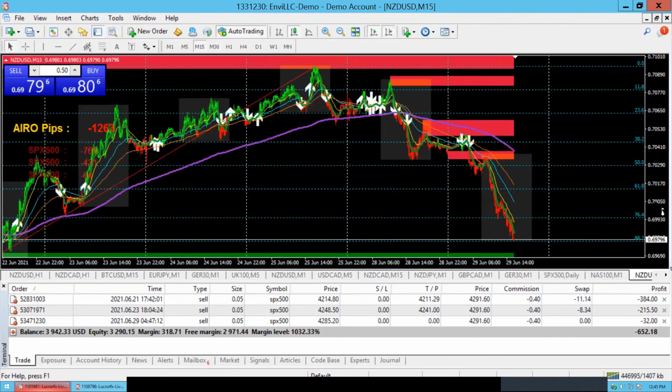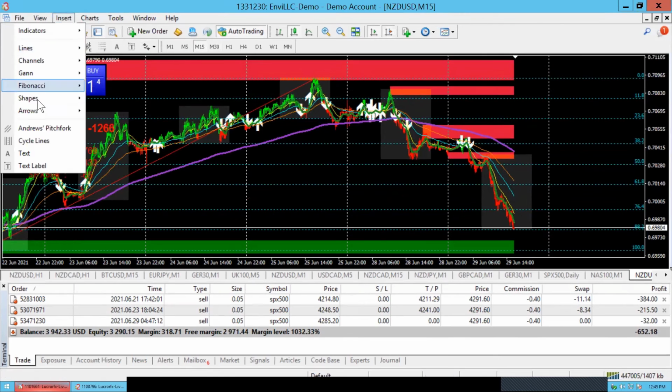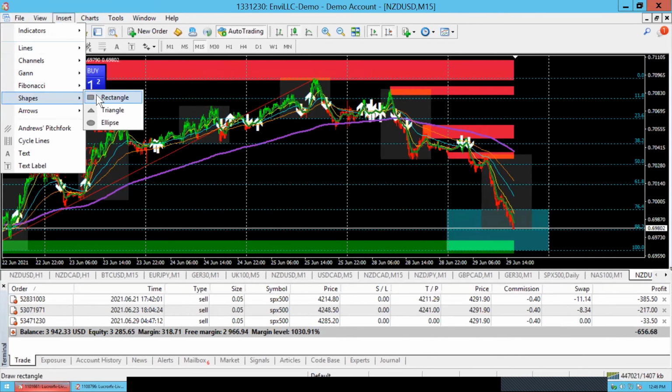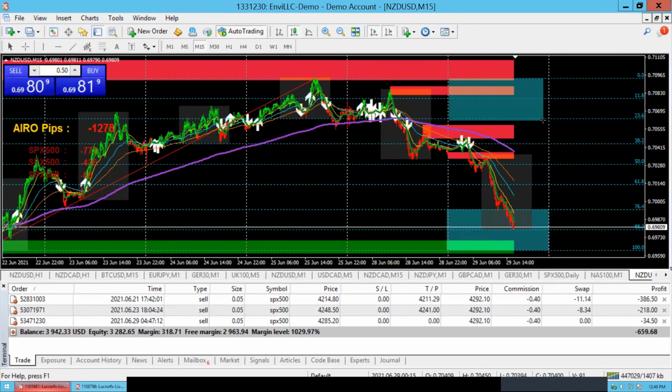Spread it out a little bit. Here's my lower 25. Here's my upper 25. You can see it's building some new zones from that area.